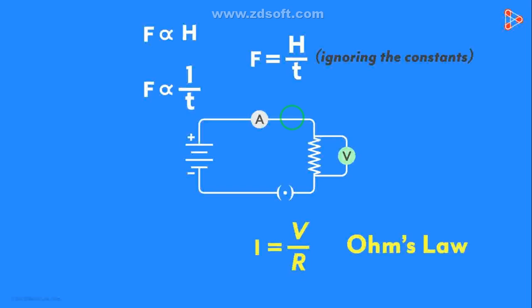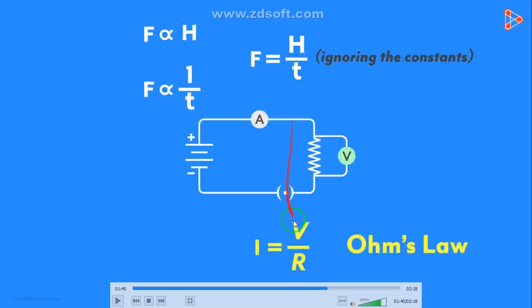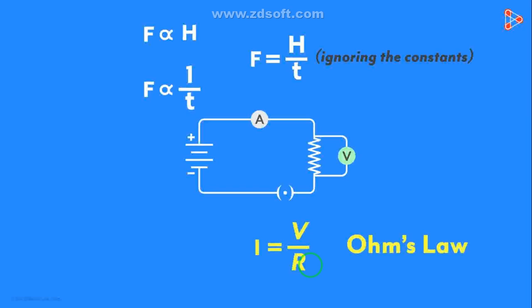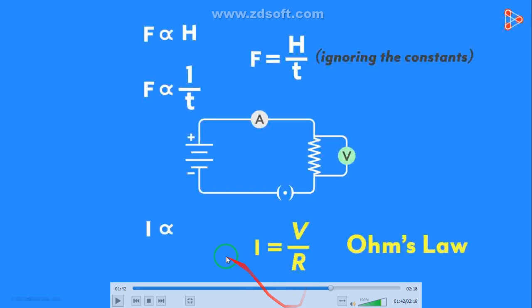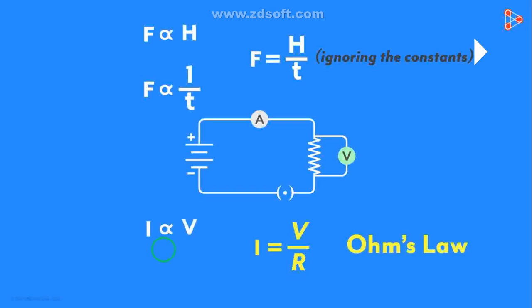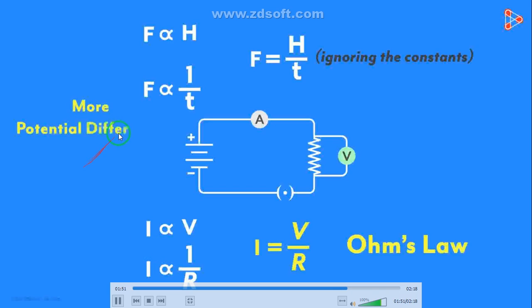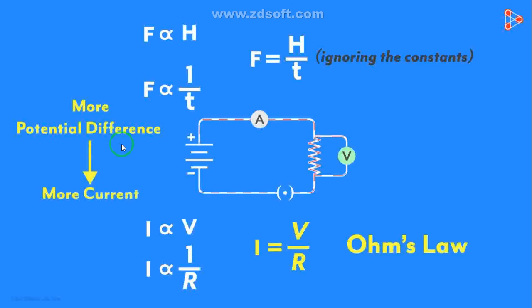The thickness of the wire here means the resistance of the wire. That means if the resistance of the wire is more, a low amount of current will flow. If the resistance of the wire is low, then a high amount of current will flow. From this we can conclude that the current is directly proportional to voltage, and the current is inversely proportional to resistance. Here look at this, more potential difference, more amount of current will flow.